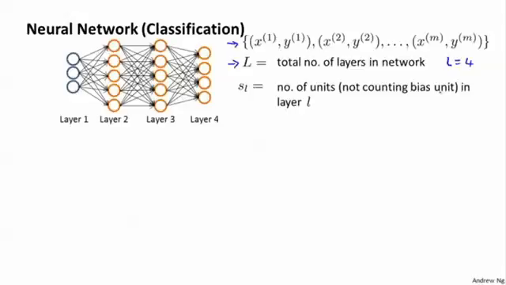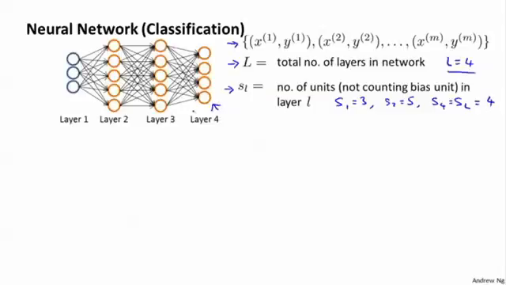And I'm going to use S subscript L to denote the number of units, that is the number of neurons, not counting the bias unit, in layer L of the network. So for example, S1, which is the input layer, has 3 units, S2 in my example has 5 units, and the output layer S4, which is also equal to S_L because capital L is equal to 4, has 4 units.